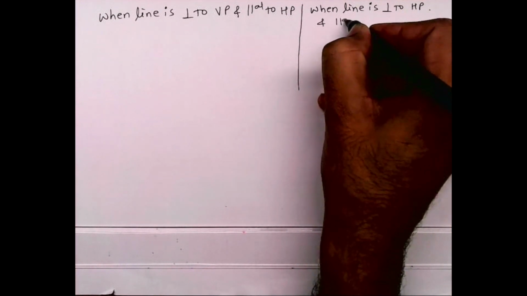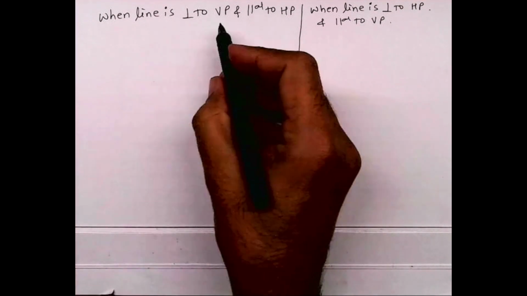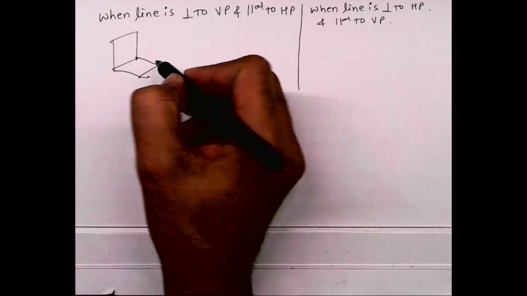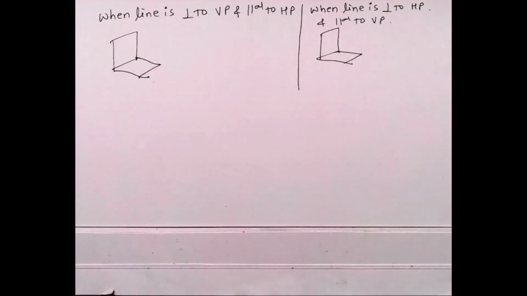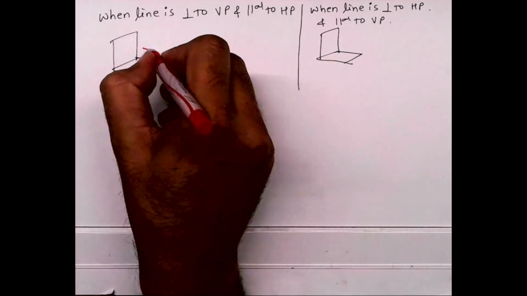When a line is perpendicular to HP and perpendicular to VP, both the conditions we are drawing. See this. This is HP, VP. Now in this, the line is perpendicular to VP. It will be like this.